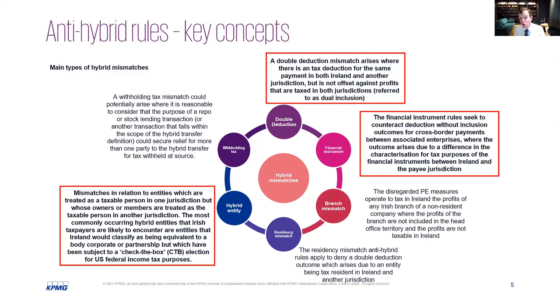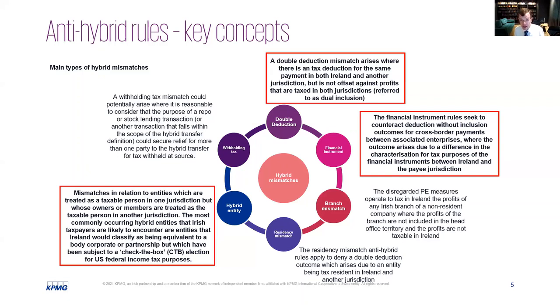So maybe a loan that has equity type features might still qualify for a deduction in the payer country, but the recipient country might say, no, this is much more like a dividend. We have an exemption for dividends, we won't tax it. And that's the kind of situation that is called a financial instrument mismatch.